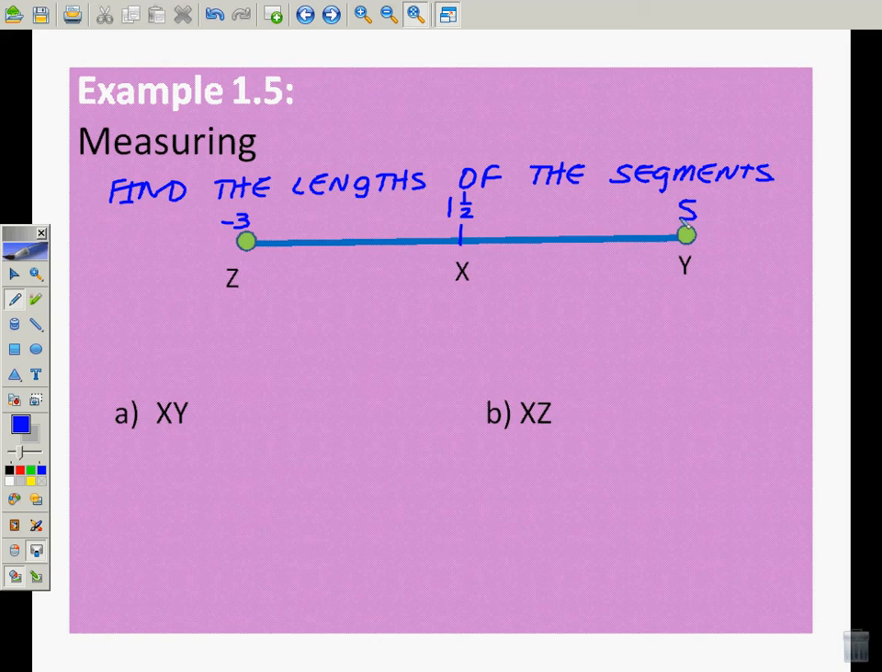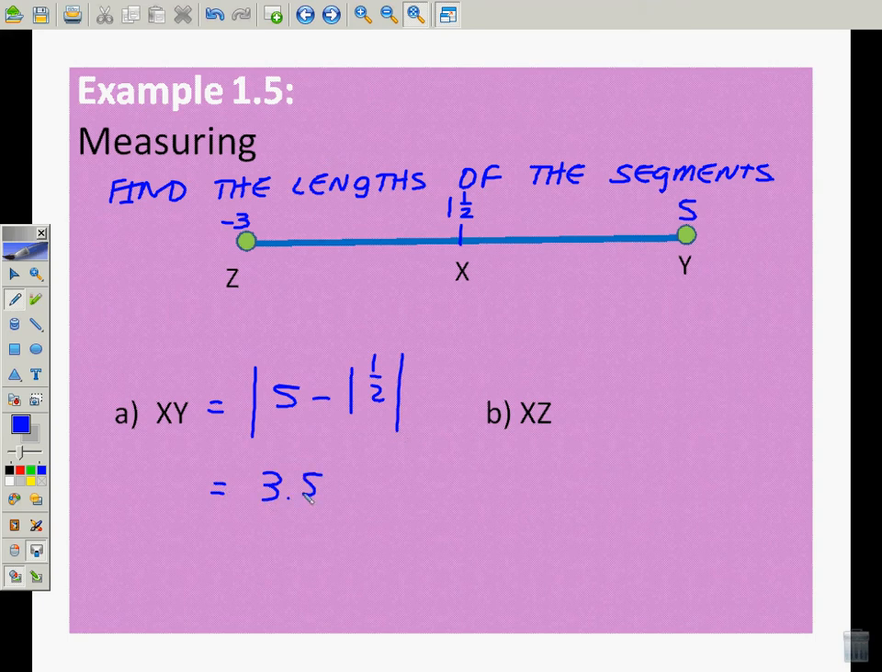Here we go. XY, the absolute value of the difference between 5 minus 1 and 1/2. How are we going to get there? Well, we're going to say 5 minus 1 is 4, and then minus an extra half would be 3.5. So XY is 3.5. If you did it the other way around, it would have worked out.